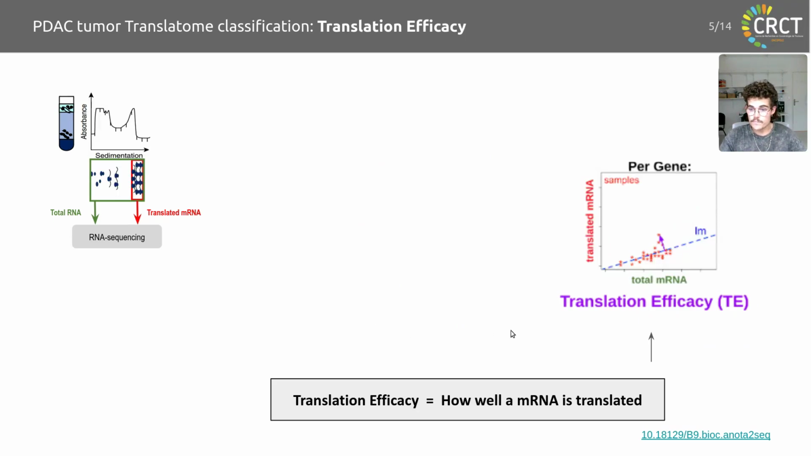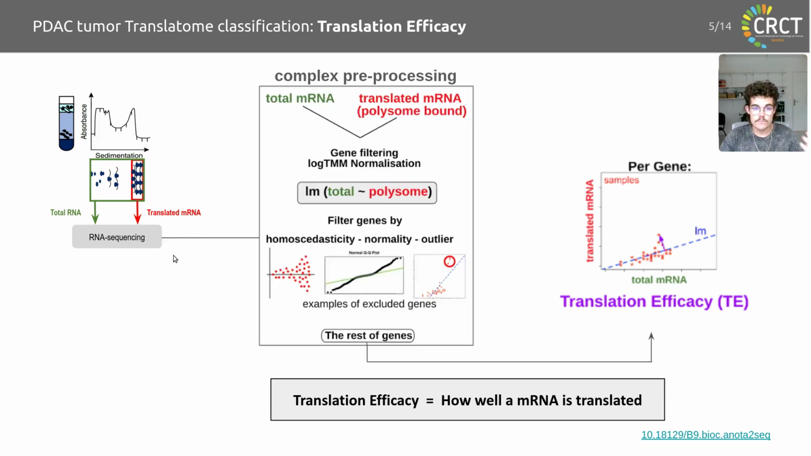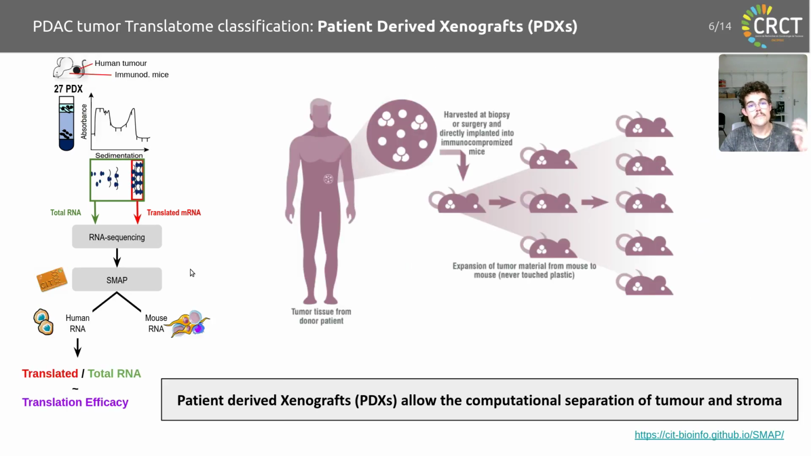So for this, we evaluated the translation efficacy, calculated using gene-wise linear models, comparing the total mRNA obtained by normal RNA sequencing with the translated mRNA, which is obtained by isolating and sequencing those RNAs associated to ribosomes and thus undergoing translation. For this, we have to apply a very complex preprocessing that I will not cover here today.